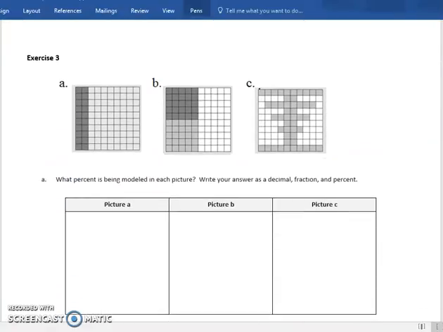So we're just going to work on picture C, and what they want to know is what percent is being modeled in each picture. They want us to write the answer as a decimal, a fraction, and a percent. Percent-wise first. The percent is nice because, again, we are out of 100. So if we count how many we've got, 10 there, and 2 there, and 2 more, and 4 more, and 2 more, and 6 more, and 2 more, and 8 more, and 2 more, and 10 more. Okay, so if I add up all those ones that have been shaded.